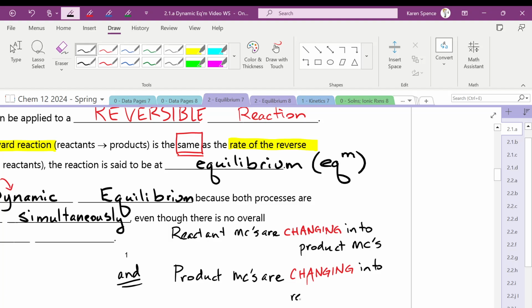So it's like when we're filling that hole and emptying the hole, even though the size of the hole is not changing when we're at equilibrium, there's still dirt flying in and out of that hole, yes? So that's the reactant changing into product and the product changing into reactant. Okay, so that changing there, that's why it is called dynamic.